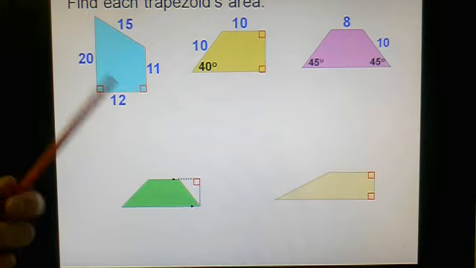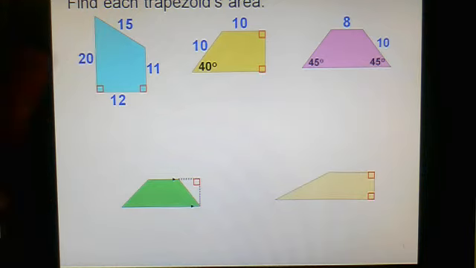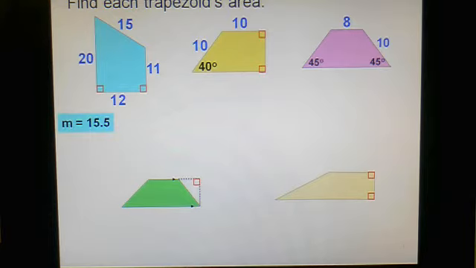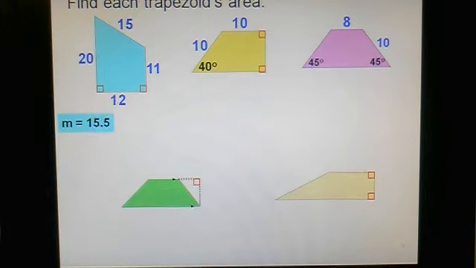Hopefully this one you realize, oh, there's base 1, there's base 2. Add those together, divide by 2, and then multiply by the height. Other than finding the 12, you don't need the 15. I think on your paper it says find the mid segment as well as the area. The mid segment is adding these up and dividing by 2. It's a segment that would cut through here. Multiply that by the height of the trapezoid, multiply that by 12, and I think you get 186 square units.